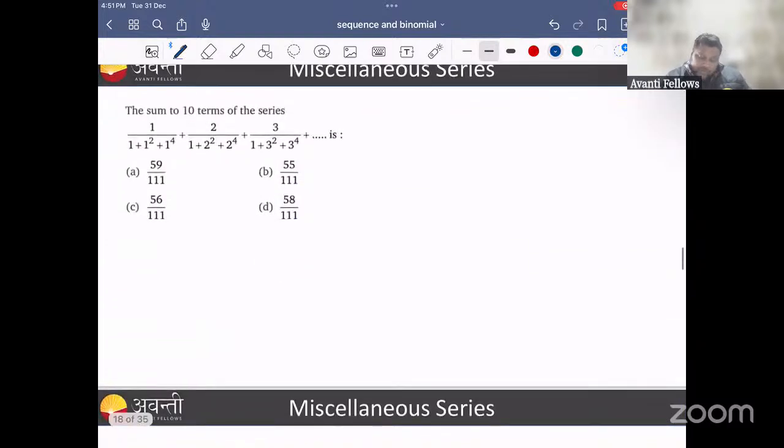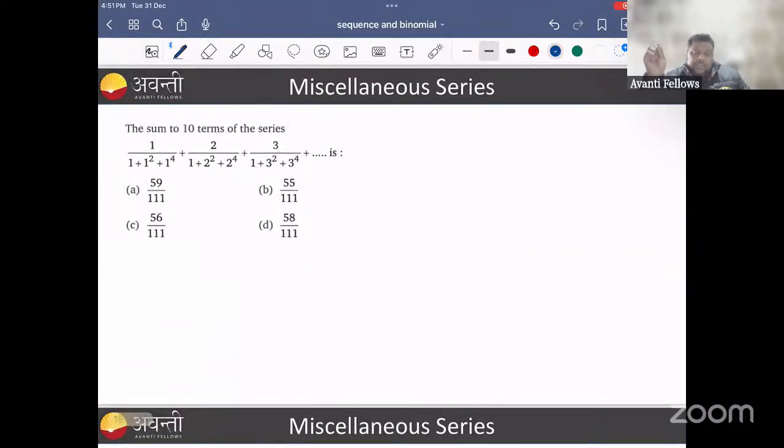Okay, try this one more question. Sum to 10 terms of the series. Find the sum up to 10. All these questions are from PYQs of JEE Mains. This question came last year only. Find the sum of 10 terms of this series.